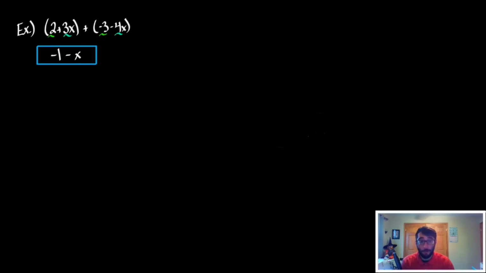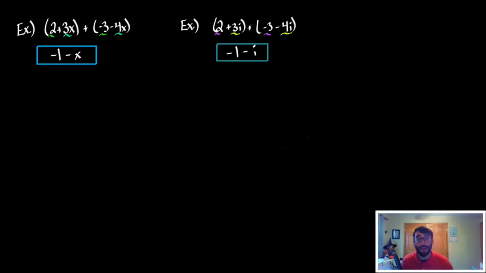Well, adding complex numbers is actually pretty much the exact same. So if I had two complex numbers, which remember the standard form of a complex number is a plus bi. So if I had 2 plus 3i as one complex number, adding the other complex number of -3 minus 4i, well, I would once again combine like terms. I would combine the real parts, and the real parts are 2 and -3. When I combine those two, I'm ending up with -1. And I'm going to be combining the imaginary parts of 3i and -4i to get -1i, which leaves us with our final answer, -1 minus i.